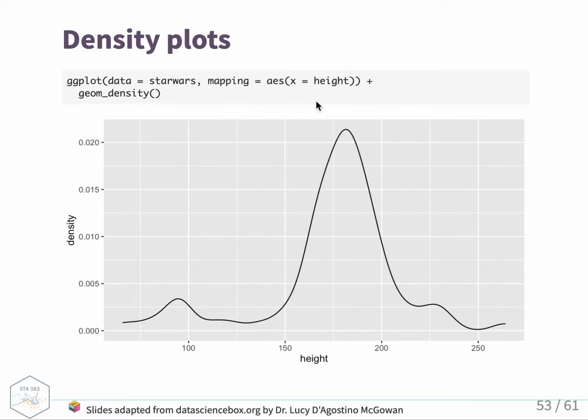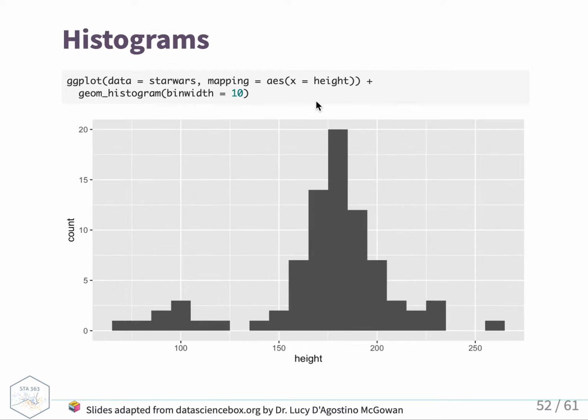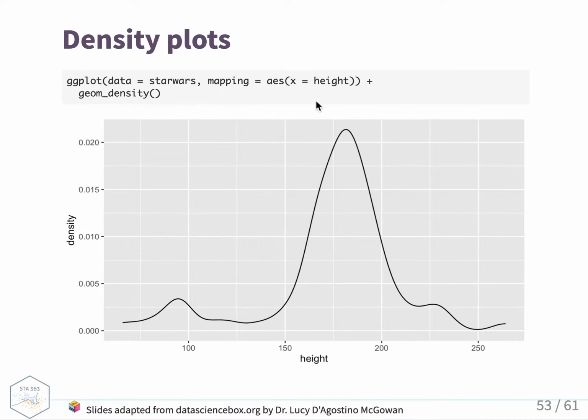Here's an example of a density plot. What changed between the histogram and the density? The geom. So the top part stays the same. I'm still looking at height here, but my geom changed. And so now instead of looking at a histogram, I'm looking at a smoothed density of this variable.